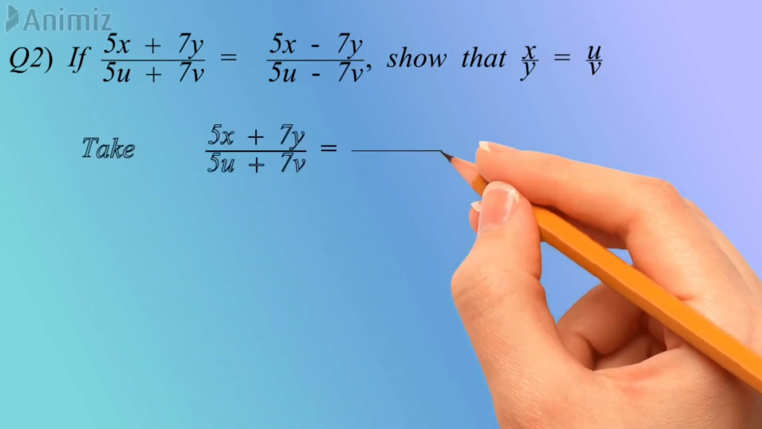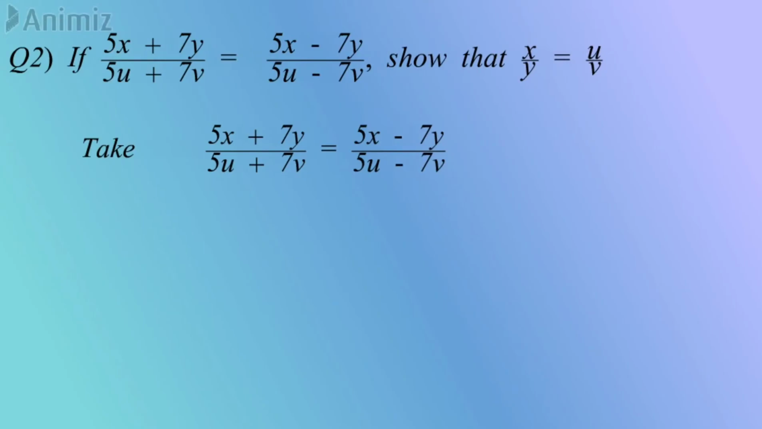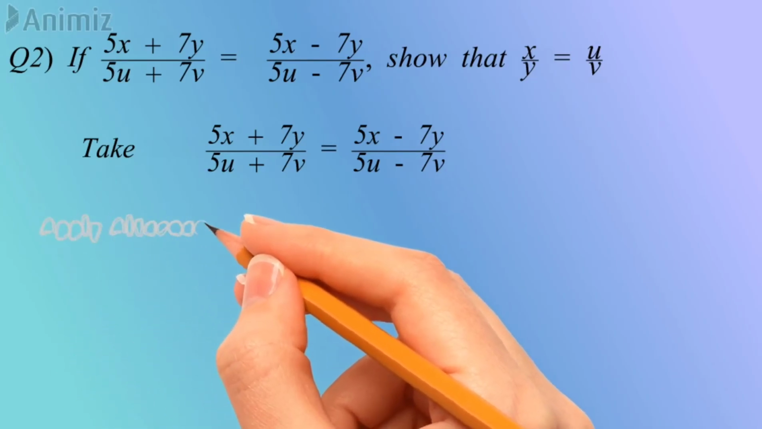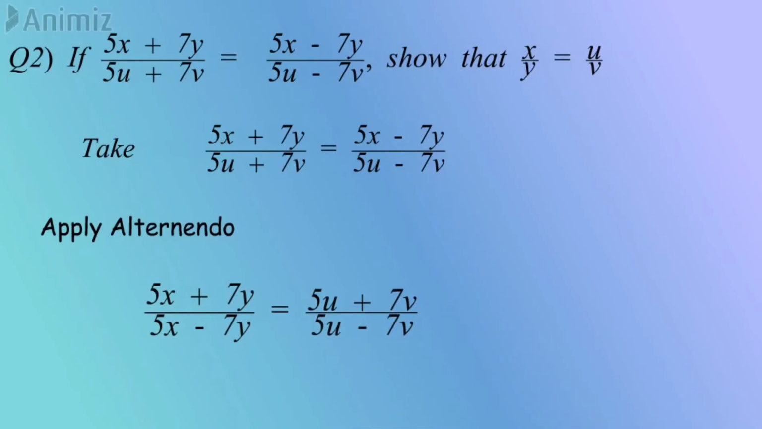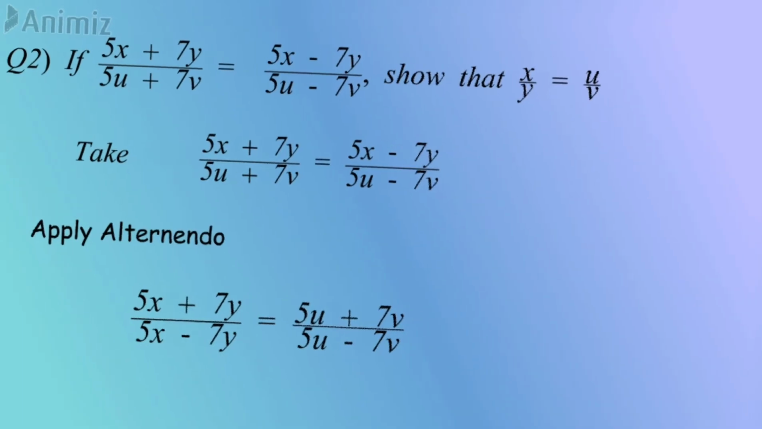So take this term. Now what you have observed, xy term is not on the same side. So first you have to transfer in such a way that xy term should be on the left hand side and uv term should be on the right hand side. For that you have to interchange the denominator and numerator. So which property? Alternando. When you apply the alternando, xy part will be on the left hand side and uv part is on the right hand side. Now students, apply componendo and dividendo.